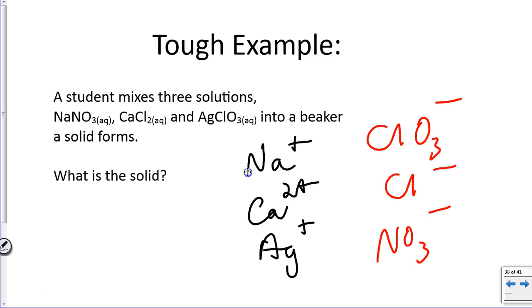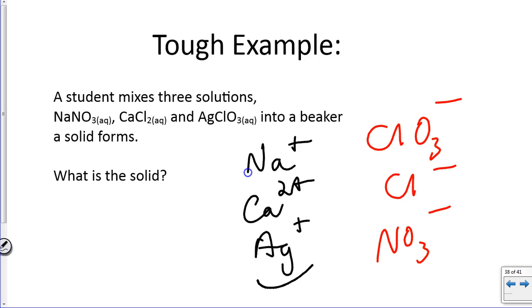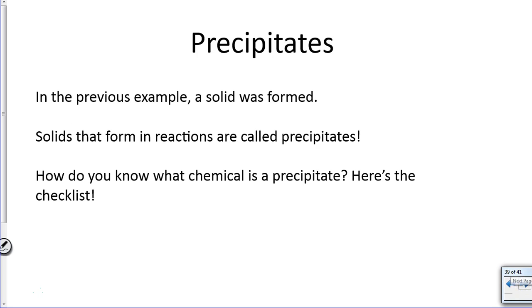Okay. You either paused the video and went and did that, or you are just watching cruising through. If you are just watching cruising through, good for you. For those of you that actually tried it, there is your combination. Every other combination of ions on this should come out as being high solubility, aqueous. The silver chloride has low solubility. It will be solid.